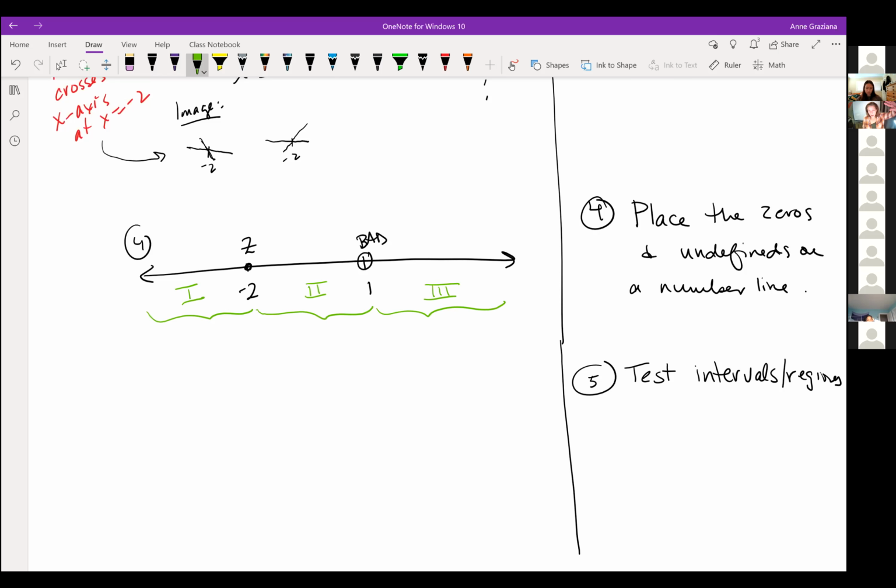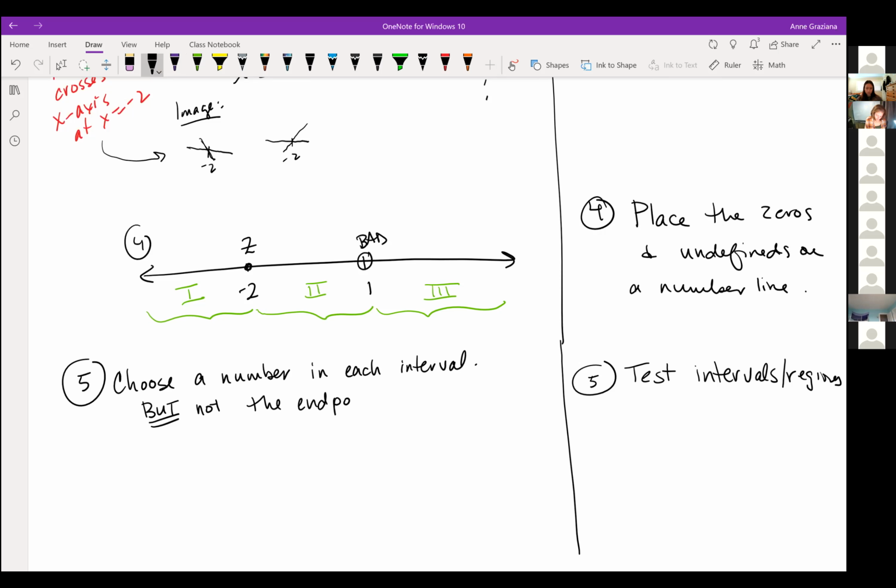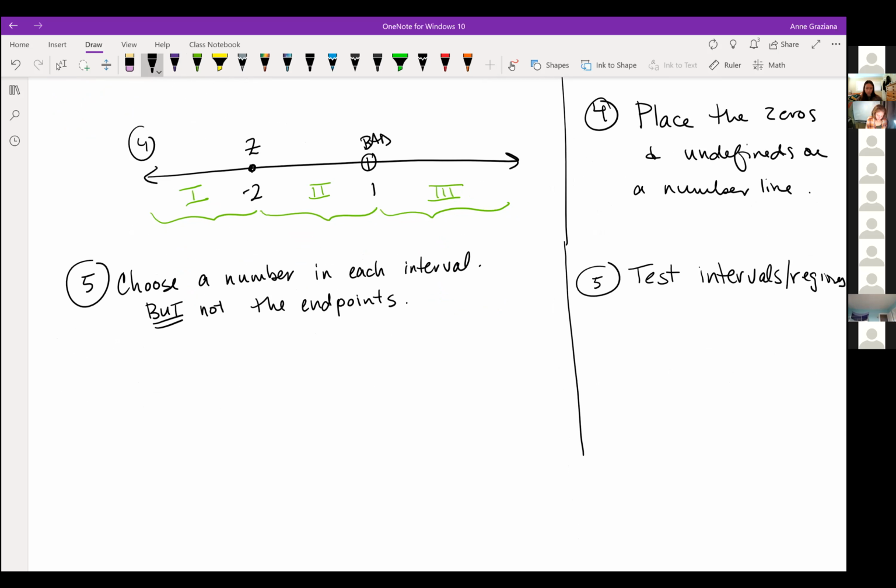If it's above, then my outputs are positive. If it's below, then my outputs are negative. Okay, so now let's do that. Here's step 5: choose a number in each interval, but not the endpoints. So I can't pick -2. -2 is just going to give me 0, so it's not helpful. So here's region 1.